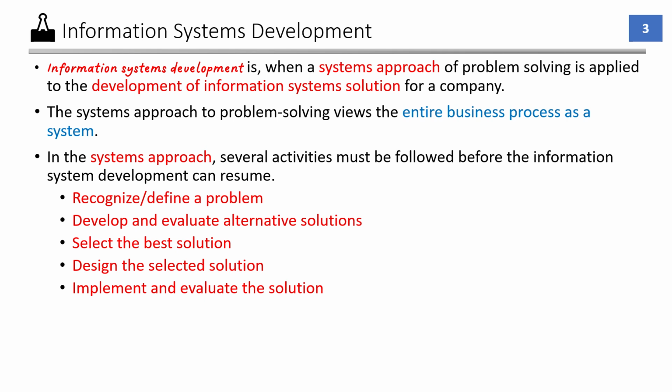Before an information system is developed, several important steps must be followed. First, the problem must be recognized and clearly defined. Next, different alternative solutions are developed and evaluated. Then the best solution is selected. After that, the selected solution is designed. Finally, the solution is implemented and evaluated to make sure it works effectively.